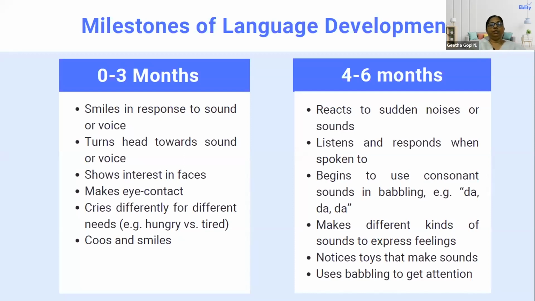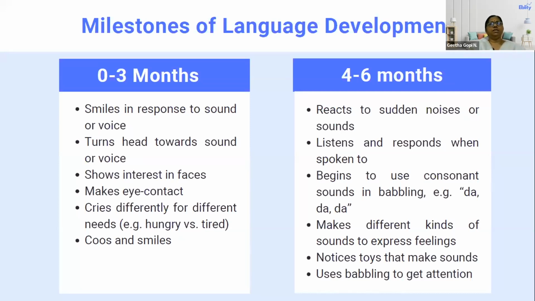So what the children do, 0 to 3 months, they start smiling in response to a familiar sound or a familiar voice. Especially you find the primary caregiver or the mother's voice. After a while, they start turning their head towards the direction where the sound or the familiar voice is coming. They start showing an interest in faces, especially those who they interact with, again, the mother or immediate family members, and start making eye contact, looking into the other person's eyes. All this forms the basis of social interaction.